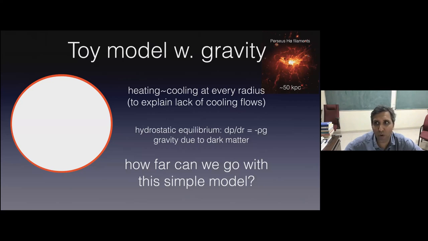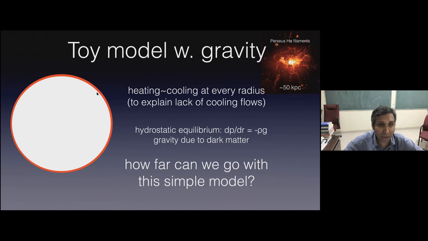Now the question is, what happens if you have gravity? Can you explain these magnificent H-alpha filaments that you see in the Perseus cluster by invoking local thermal instability and global thermal balance? So here is a toy model in which we have included gravity. This is like a dark matter halo. You have gravity acting towards the center, and in every shell we are balancing heating and cooling, right?